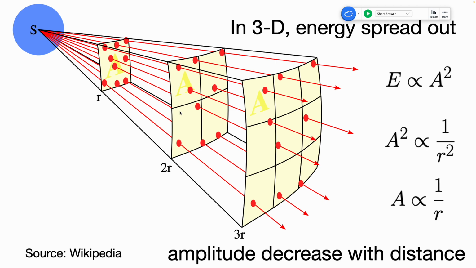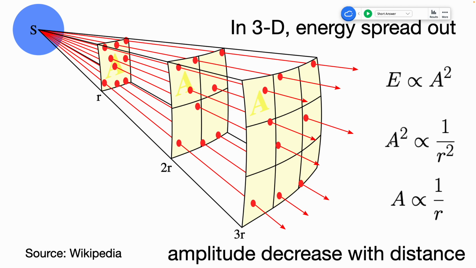So when you have a point source in 3D, the energy of the wave has to be shared by the entire 3-dimensional sphere. So the energy per area will decrease. That's why you see the brightness decrease as you go away from the light bulb or any light source. And we learned that energy is proportional to amplitude squared. So the energy gets shared by the area, which is proportional to radius squared.